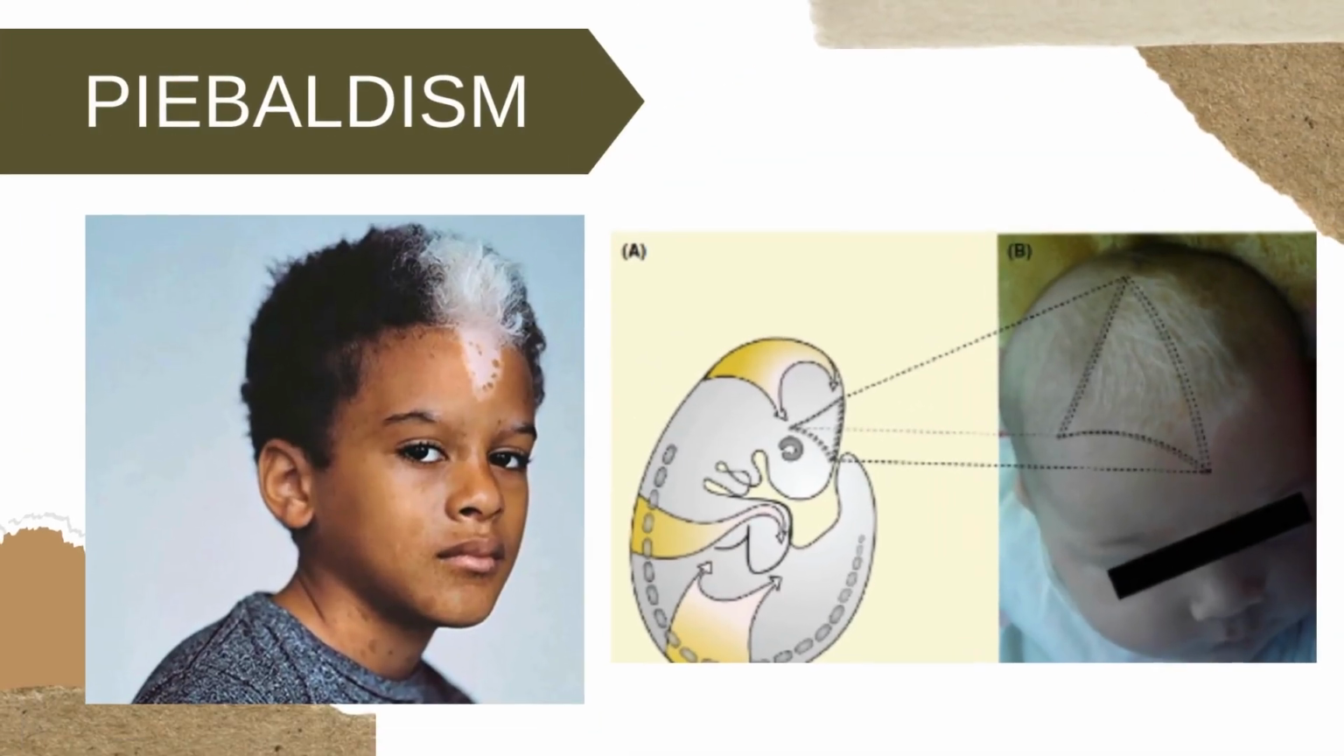Piebaldism is a genetic disorder affecting the migration of melanoblasts during embryonic development. It's caused by mutation in genes such as KIT or SNAI2. Its manifestations are patches of white skin and hair, especially on the forehead and trunk. Stable and congenital pattern, doesn't progress.